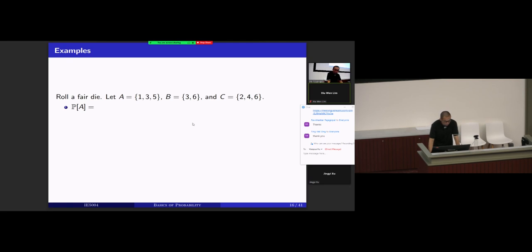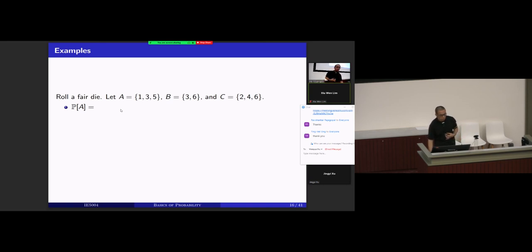Let's think of a simple example. Suppose we flip a die. Of course, the sample space has six outcomes. And we consider three events. A is the outcome is odd, B is 3 and 6, C is the outcome is even. Then, if this die is a fair die, it means that the chance that you see each outcome will be the same, right? The probability you see 1, 2, 3, all 1 over 6.